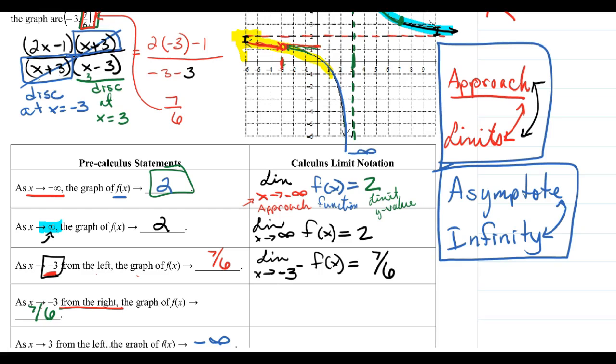My next question asks, as x approaches -3 from the right. So if approaching from the left means from the negative side, which I indicate with a negative superscript, what do you think I use to indicate that I'm approaching my limit from the right? I use a little positive superscript. Limit of f of x equals, and my value again was 7/6.